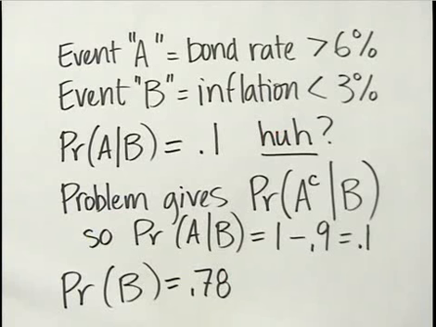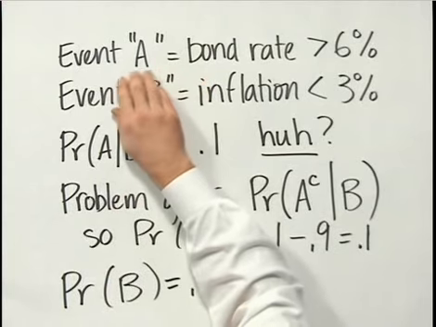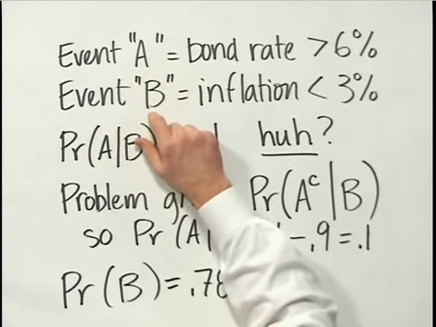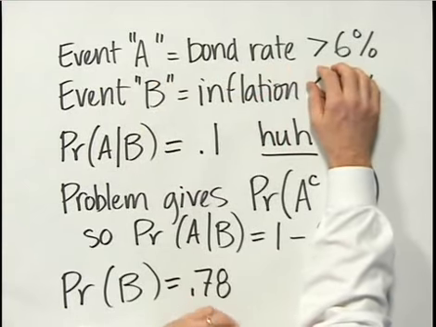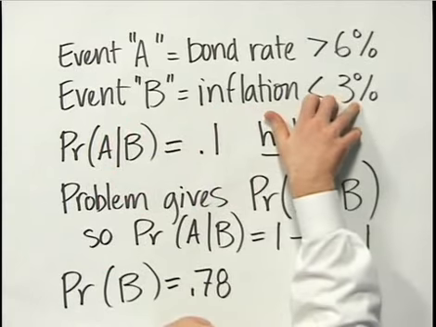Now that I've recognized the problem and I've written down the formula, I need to assign variables. My first step is to say, what is event A? Event A is the thing that I'm interested in finding the joint probability of with event B, but it's also the event that I don't know the unconditional probability of. I only know the conditional probability of that with event B. So event A for me is that the bond rate is greater than 6%. And event B is going to be the event that inflation is below 3%.